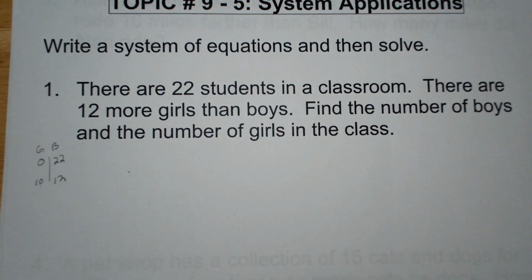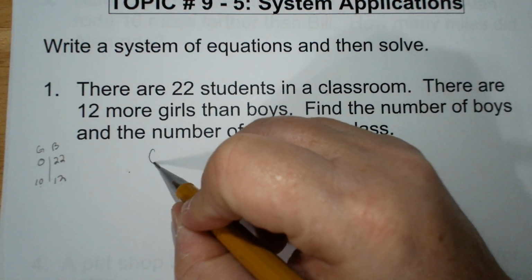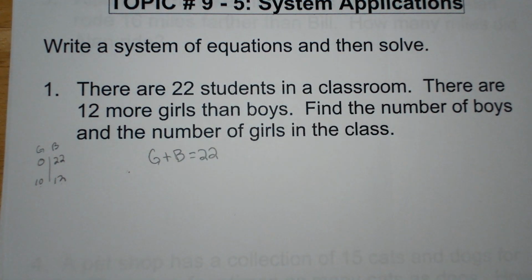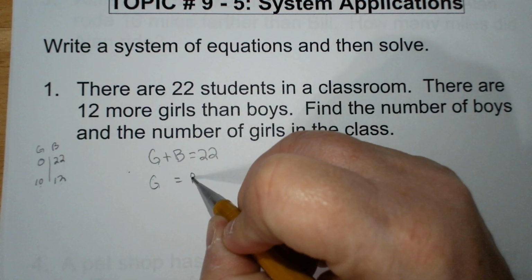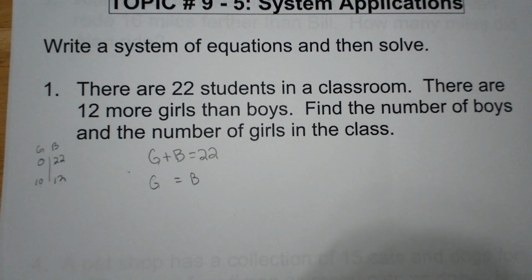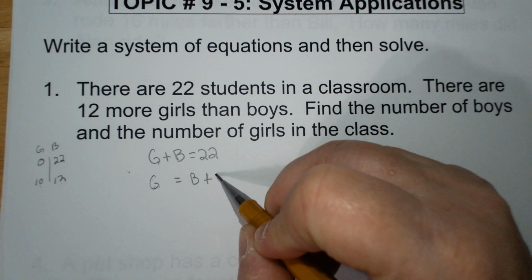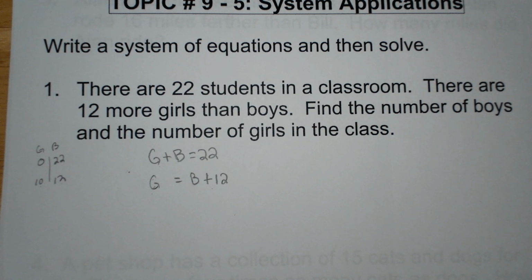So there are 22 students in the classroom, and we know that there are girls and boys. So the first statement says girls and boys is 22. And I let G equals girls and B equal boys. There are 12 more girls than boys. I'm going to write girls equals boys, but that's not true because there's 12 more of these. So in order for it to be equal, I'm going to have to add 12 to the boys for them to be equal. So now I have two equations.